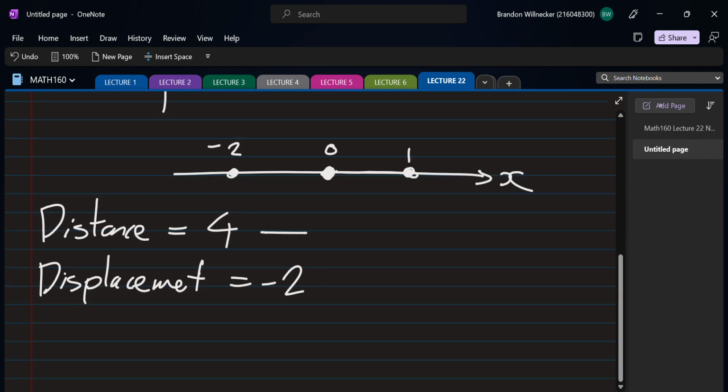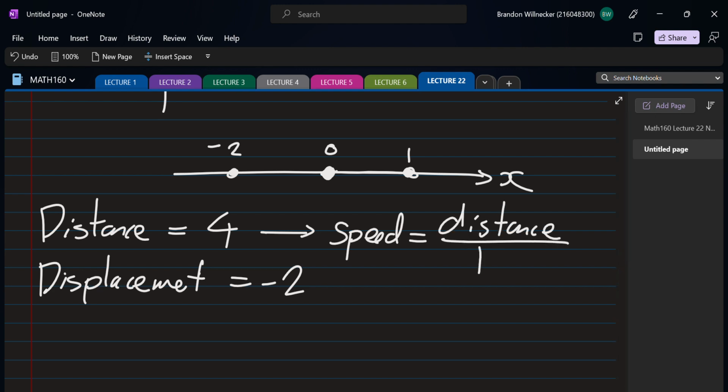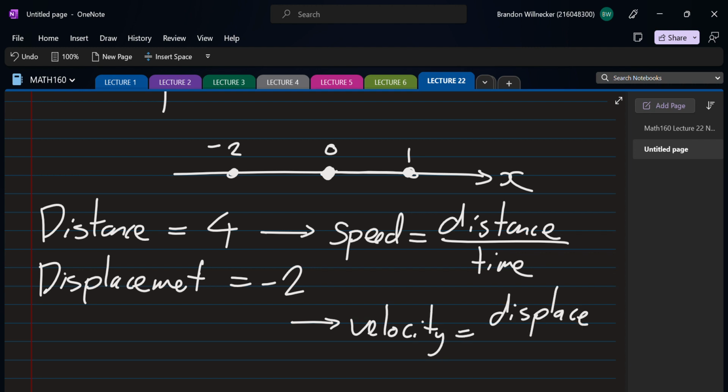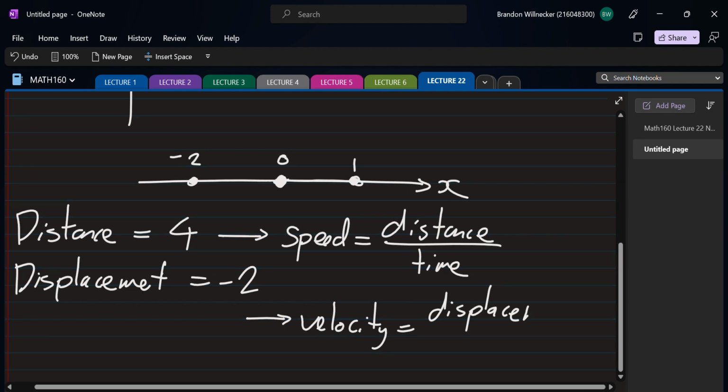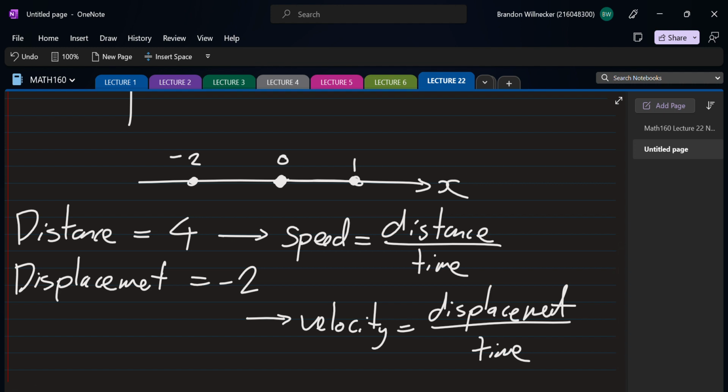Okay, so let's write here. Speed, that's going to be distance over time. And going with displacement, we have velocity, which is displacement over time. Okay, so we understand speed, we understand velocity.